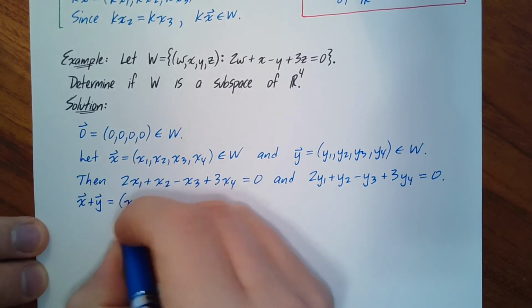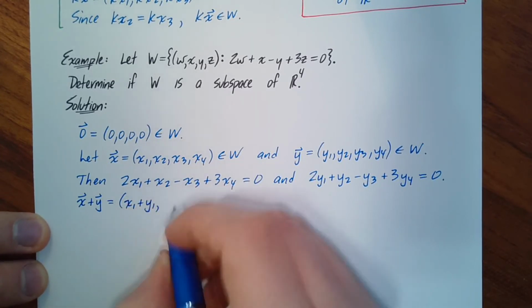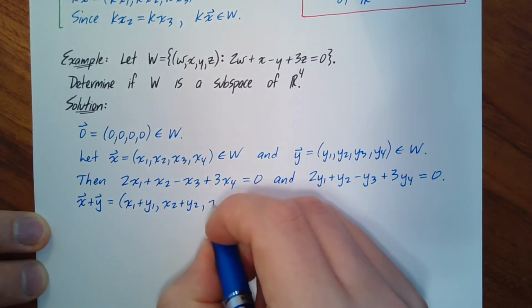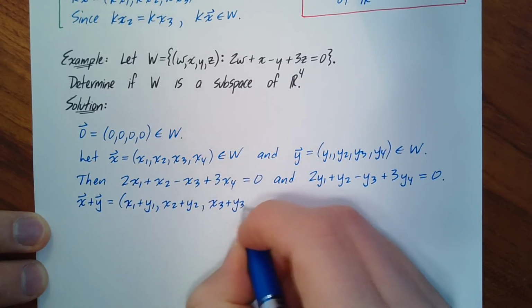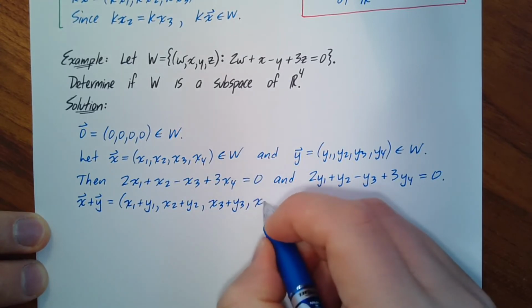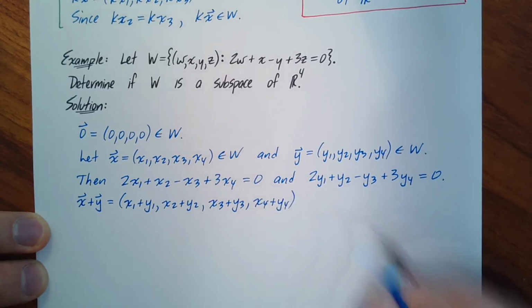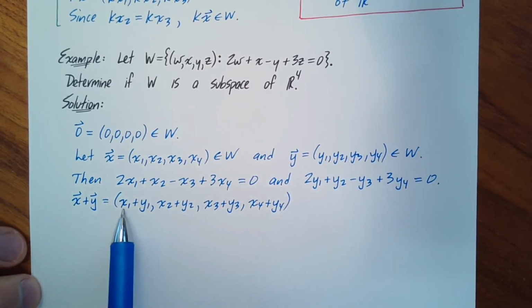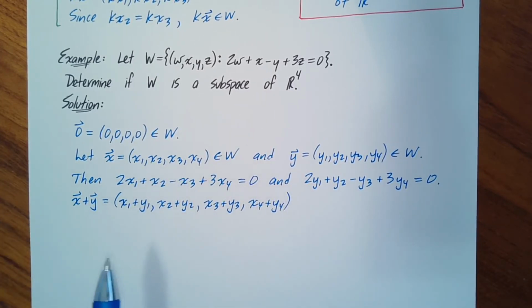So we're going to have x1 plus y1, x2 plus y2, x3 plus y3, and x4 plus y4. So that's what x plus y is. Now we need to check, is this vector in W? Well, what does it mean for this vector to be in W? What do we have to show?